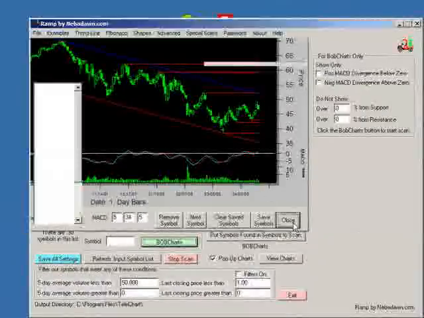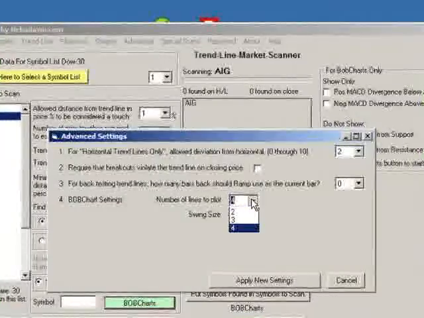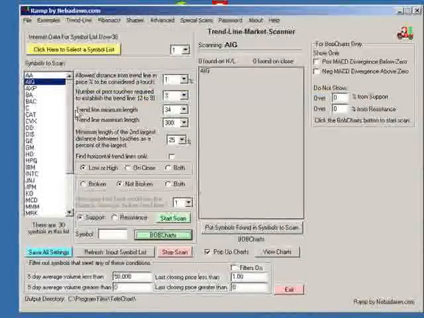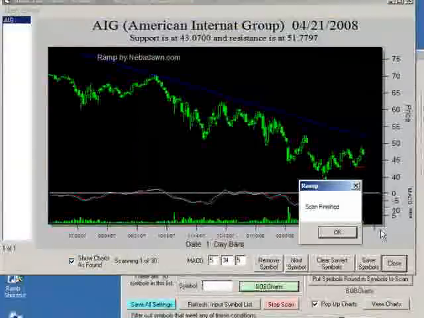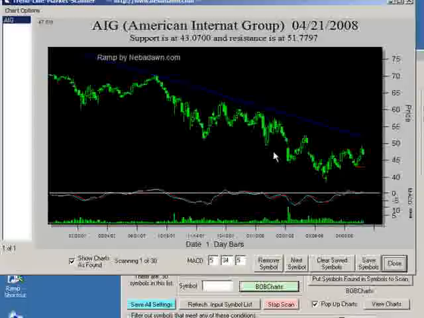I'll close this Bob chart window, go to Advanced, and I will change the number of lines to 1. Apply that setting, and now I'll go back to AIG again, click on Bob chart, and now you can see that there is only one resistance line being blue and one small support line right here being red. Note up at the top it said support is at 43.07 and resistance is at 51.77.